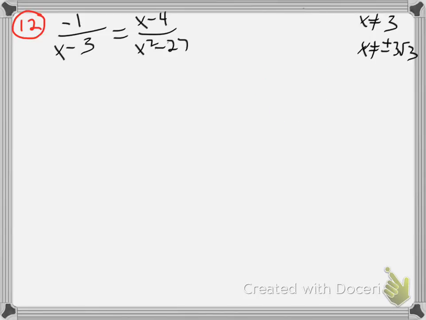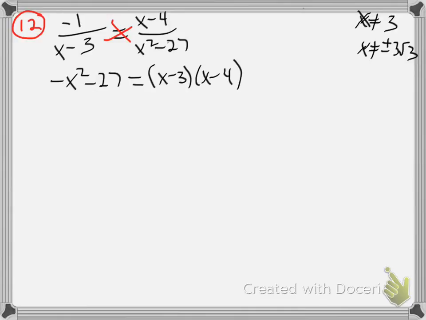Okay, so we know what x is not allowed to be based on what we started with, so that was important. And now we just need to cross multiply. So I'm going to go this times this and this times this. And I'm going to get negative x squared minus 27 equals x minus 3 times x minus 4. I'm going to distribute, and I'm going to do FOIL. x squared plus 12 minus 7x equals negative x squared minus 27.